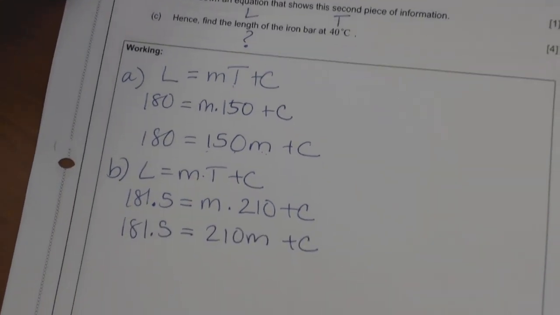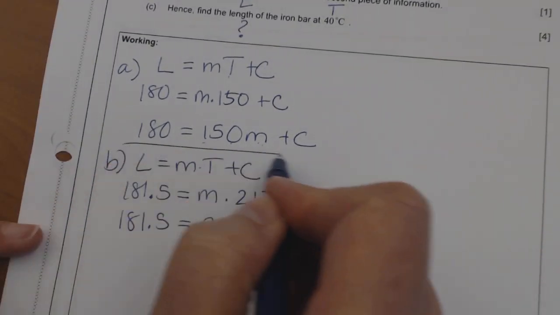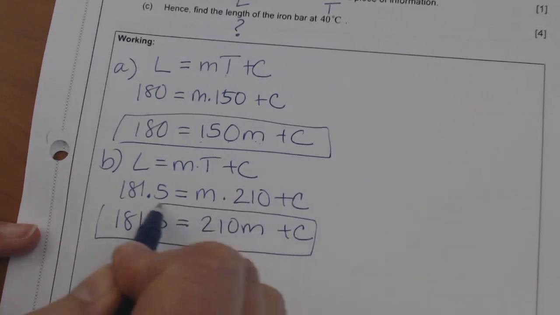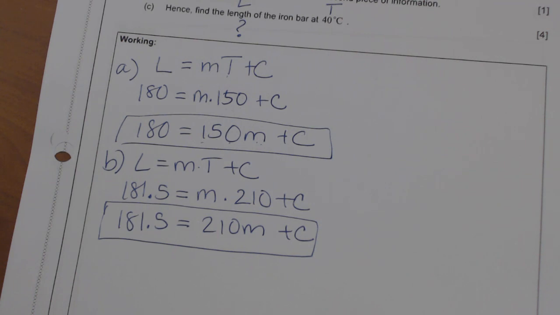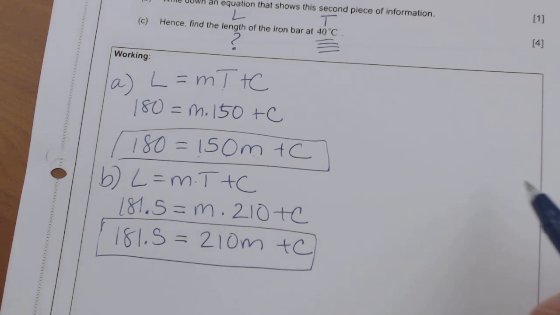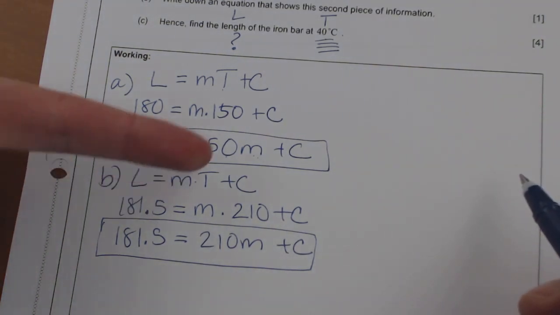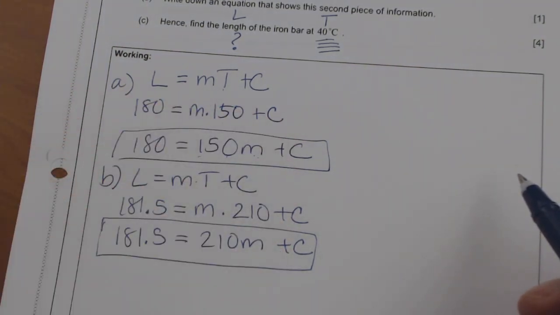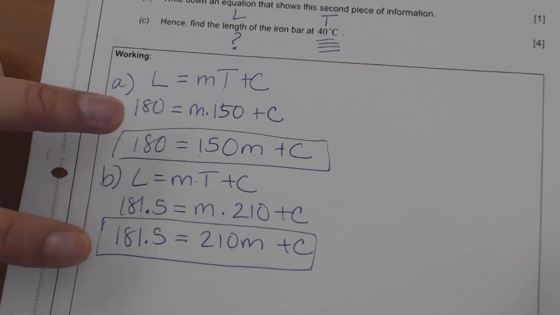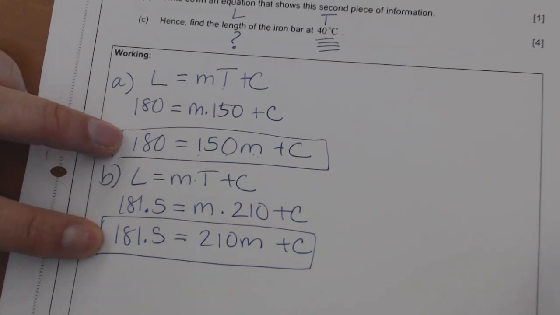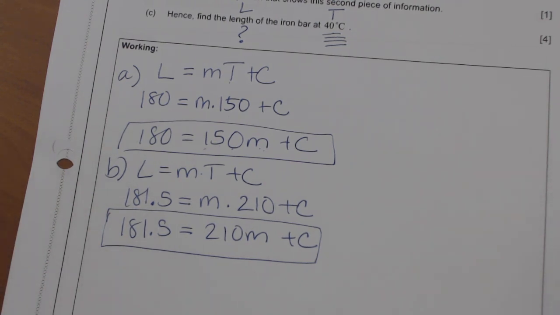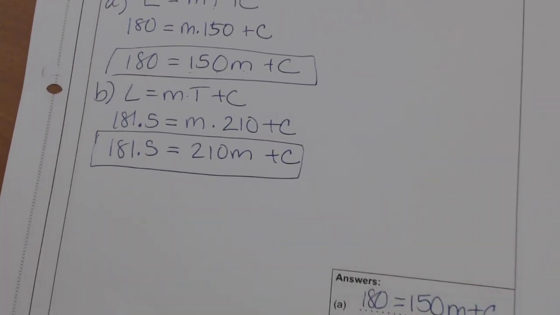All right, so we have two equations here. We have 180 equals 150m plus C, and we have 181.5 equals 210m plus C. We have a number for the variable to substitute in, however, we don't know what m or C is. So we have what's called a system of equations. A system is two or more equations, 1 and 2. So we're going to have to solve for m and for C so that we can actually find out what the constant is going to be. So let's go through and solve.